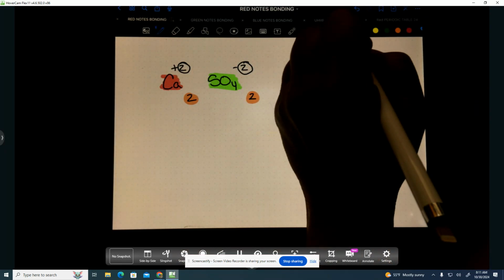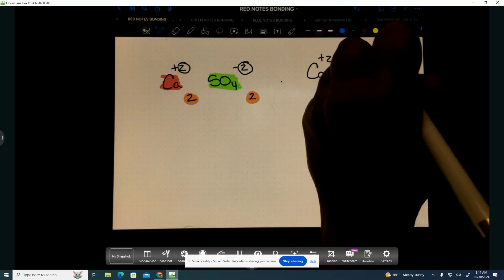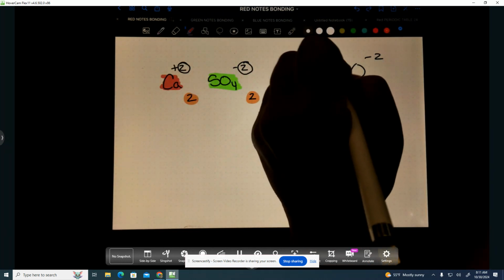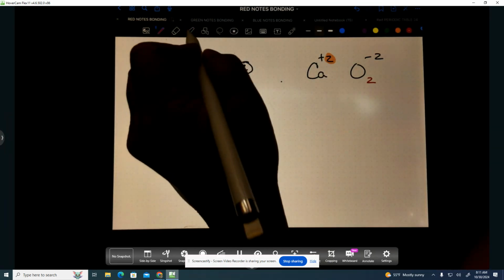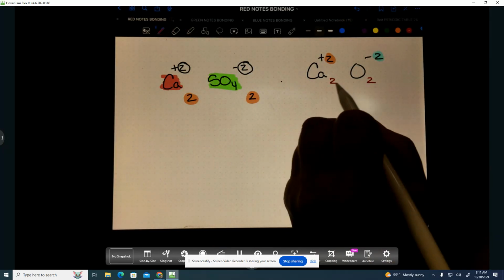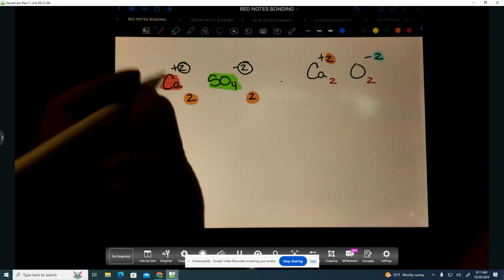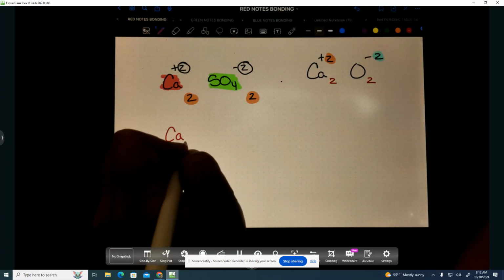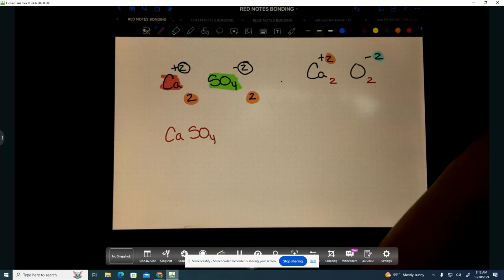Just like we did when we did just calcium and oxygen. When we did calcium and oxygen, Ca +2 and O -2, we took this 2 and we put it down here. We took this 2 and we put it down here. And then we reduced these 2. This SO4 stays as a whole group. So when I write the formula for this, we're going to write CaSO4 because the 2 and the 2 get reduced to 1 and 1.